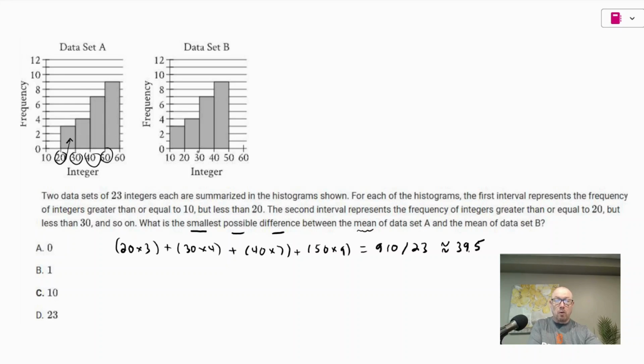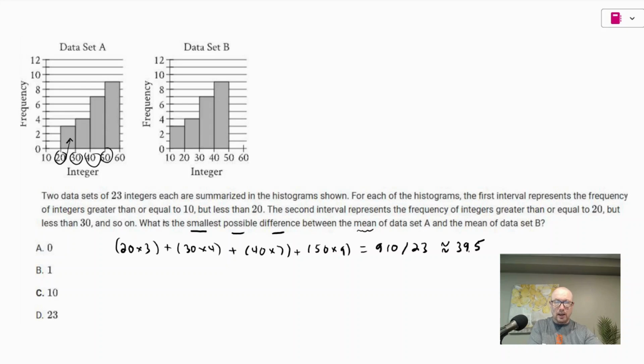All right. So we want to do the same concept now with data set B. With data set B, we want to focus on the highest mean we can get out of data set B. So that would give us the smallest possible difference between means. Now, if we look at the wording in the problem here, we include 10, but we don't include 20. So 20 moves to the next bin.